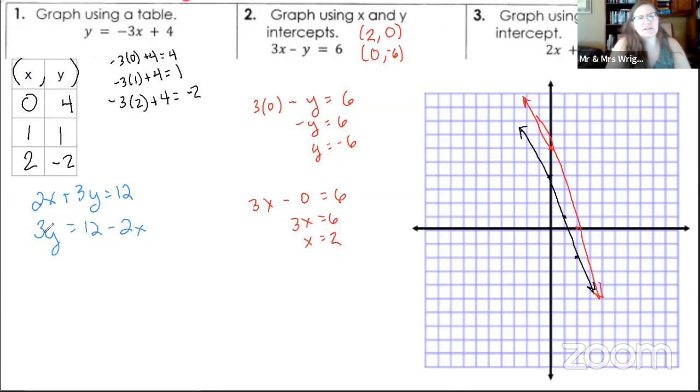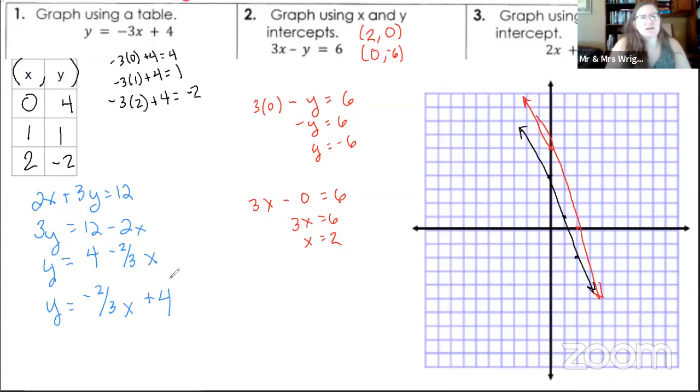Now I'm going to need to divide everything by 3. So I'm going to be left with y equals 12 divided by 3 is 4. Negative 2 divided by 3 is negative 2/3, and then x. Now, officially, to have this in y equals mx plus b format, you would want to have the variable term first and the constant last.